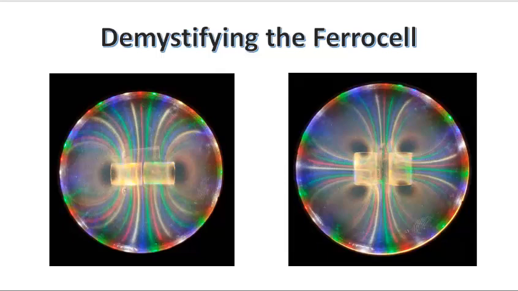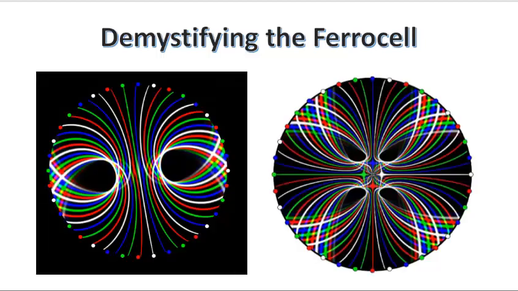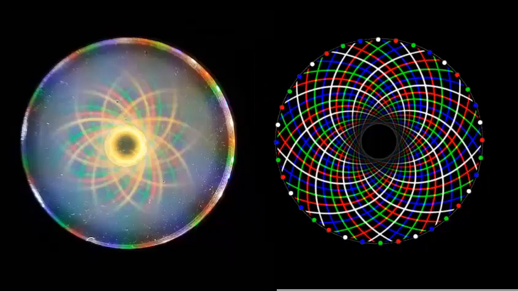In a previous series of videos called Demystifying the Ferrocell, I showed you how the light lines that you see in the ferrocell are caused by reflection off the nanoparticles within the ferrolens. So using the law of reflection only, we are able to reconstruct the light lines in a computer simulation written by AB Science. As you can see, the replication is very good.